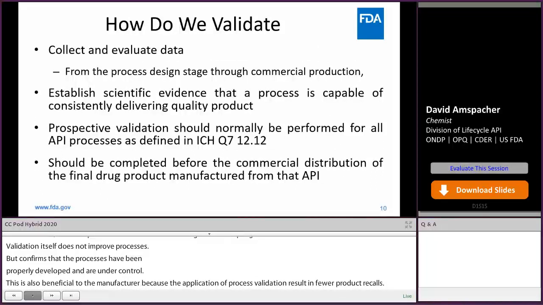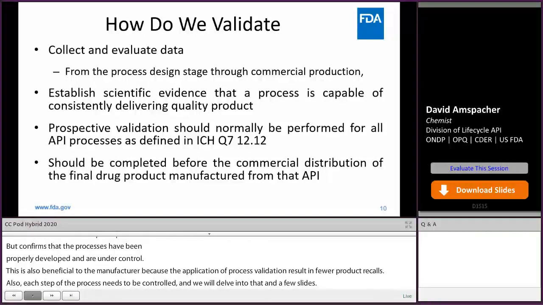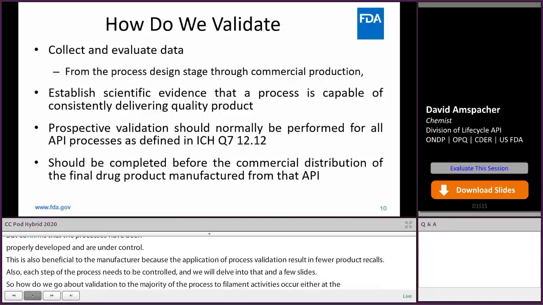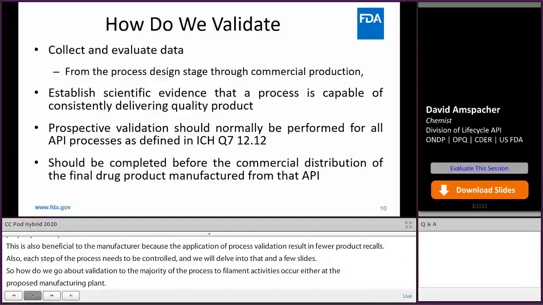The majority of the process development activities occur either in the pilot plant or in the proposed manufacturing plant. Process development programs should collect and evaluate data. Basically, you need to run the process and document the results. This includes each stage of the process from the process design stage through commercial production. You need to establish scientific evidence that your process is capable of consistently delivering quality product. So what is scientific evidence? Data. Data collected by appropriate analytical methods.